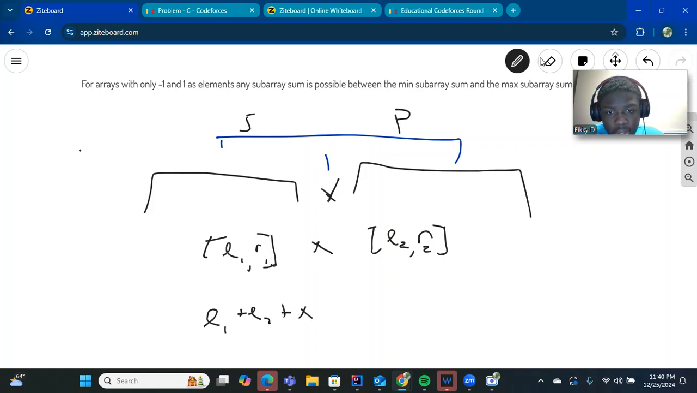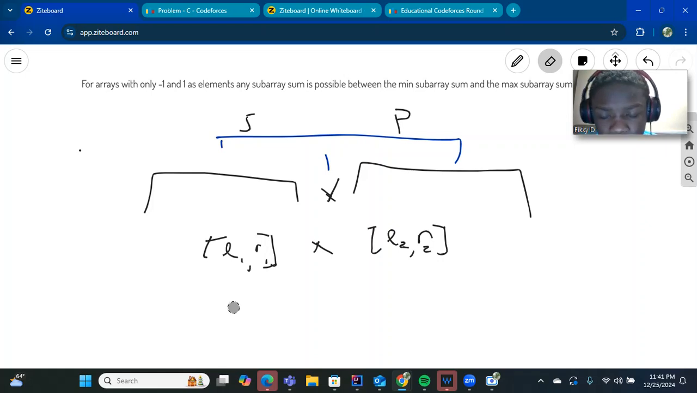The question is, I'm going to have two ranges, right? Two continuous ranges, L1 R1 and L2 R2. I guess I should write L sub S, but let me actually do this, right?